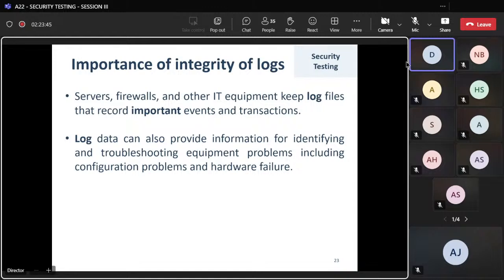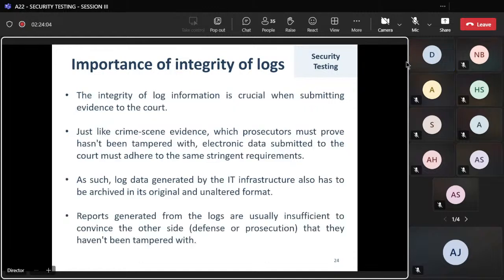Also, we'll have logs in terms of any kind of hardware failure. Sometimes some systems may fail due to hardware components, and all that information will also be recorded in the logs. Integrity of logs is very crucial when submitting evidence to the court, because even the log files can be tampered with. So there should be proper security requirements, making sure to hold the integrity of the logs.